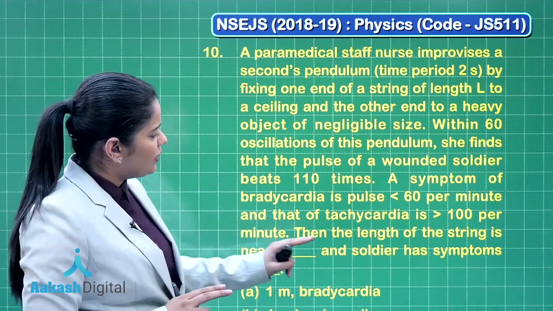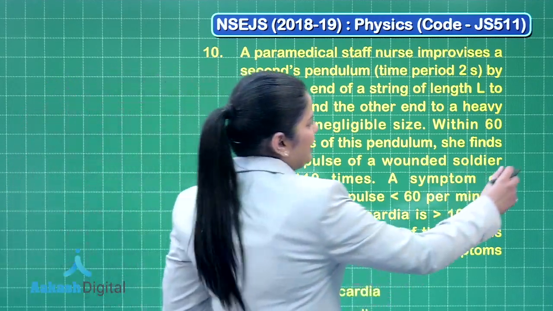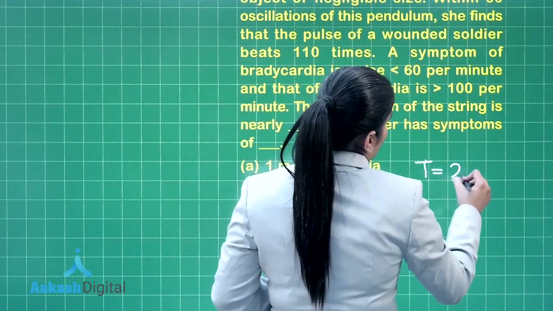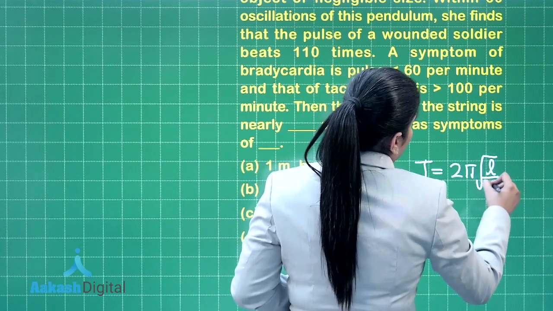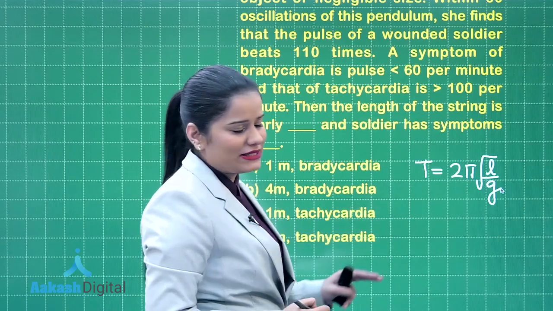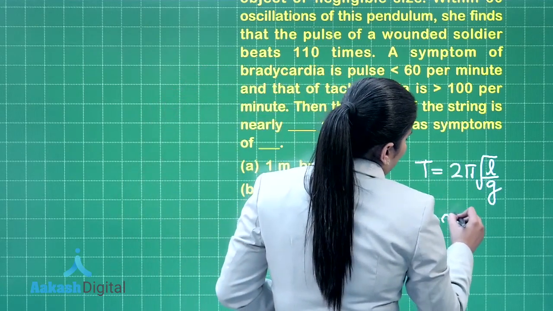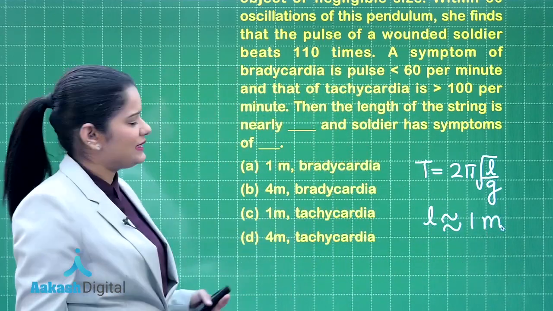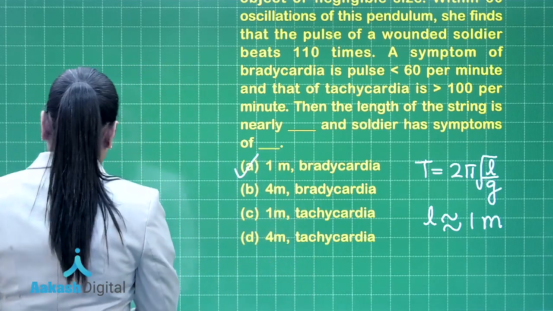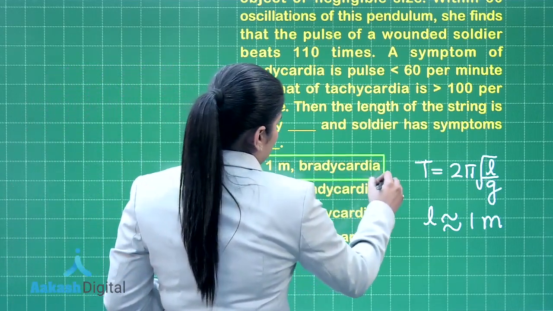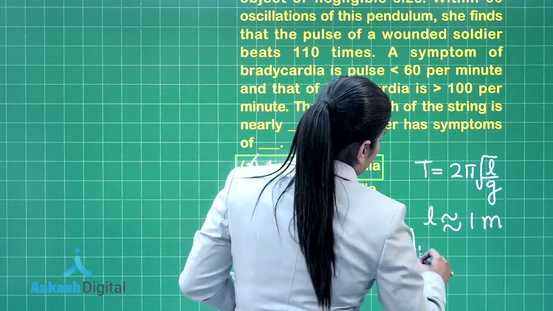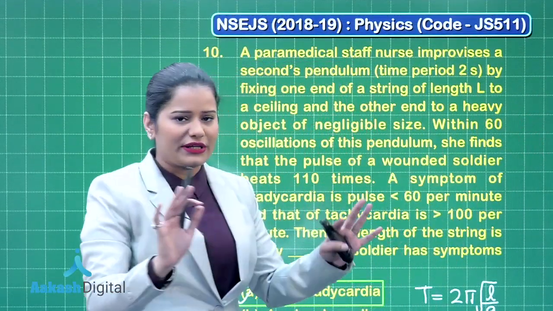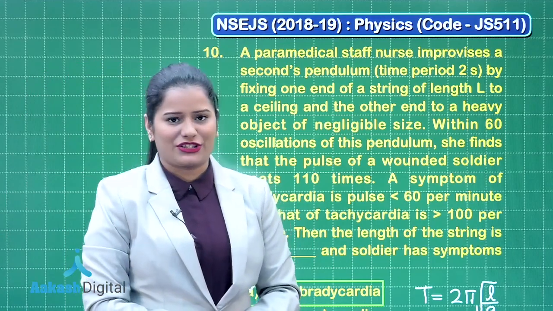Further, we also need to find out the length of the string, which we can find by substituting for the time period, which is 2 pi under root L by g. When you substitute the time period to be 2 seconds, you will find the length approximately comes out to be 1 meter. If you have a look at the options, you can simply see that option A is the correct option. The correct answer for this question is option A. I hope this question is also very clear to you. Now, let us quickly move on to the next question.